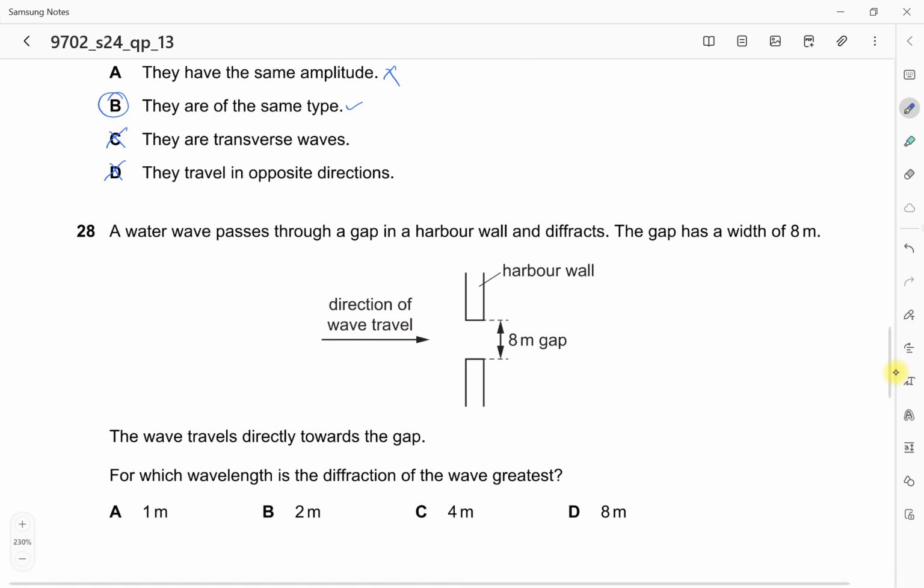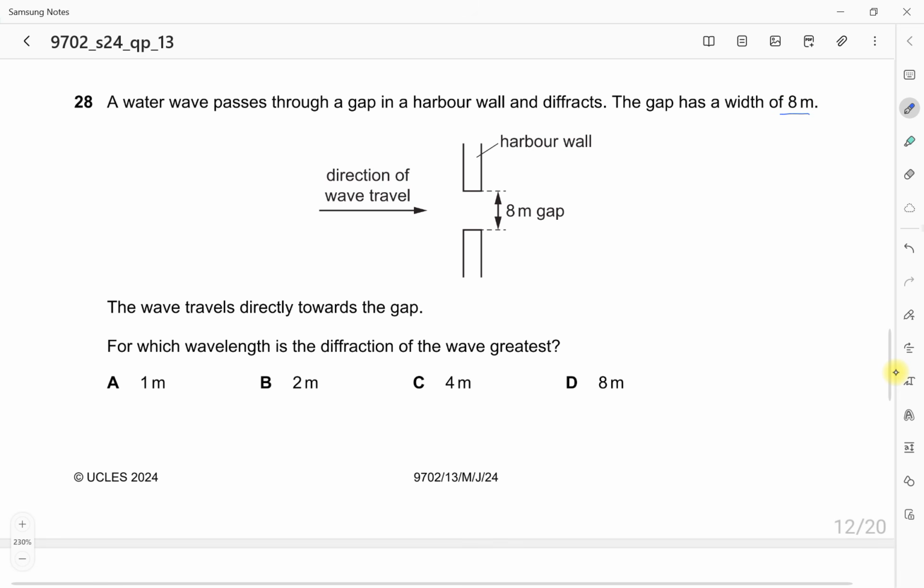A water wave passes through a gap in a harbor wall and diffracts. The gap has a width of 80 meters. The wave travels directly towards the gap. For which wavelength is the diffraction of the wave greatest? The answer is 8 meters, because diffraction is maximum when the wavelength is approximately the same as the size of the gap. If the size of the gap is much smaller, diffraction is less pronounced. If the size of the gap is much bigger than the wavelength, again, diffraction is not well pronounced. So the answer is going to be D.